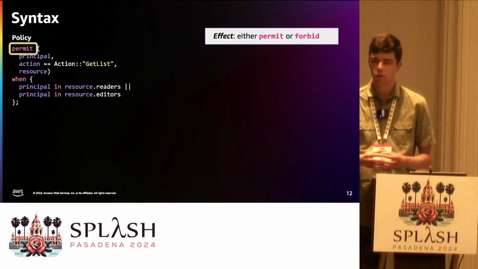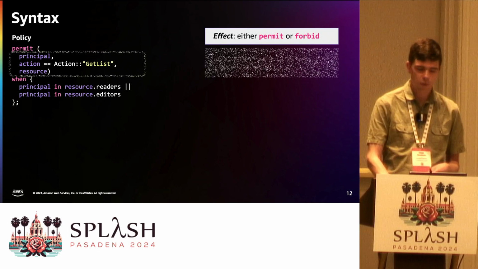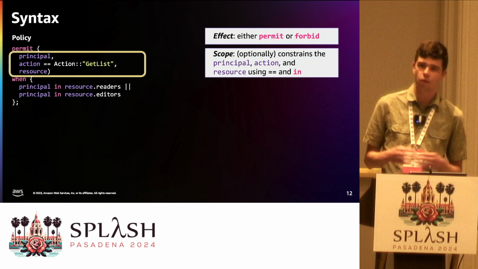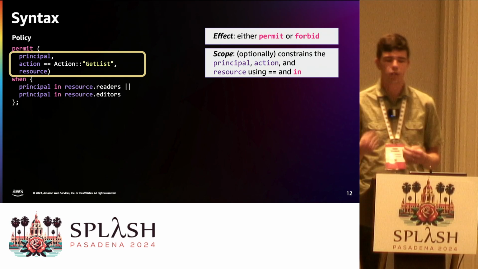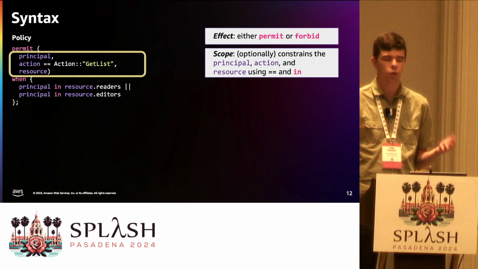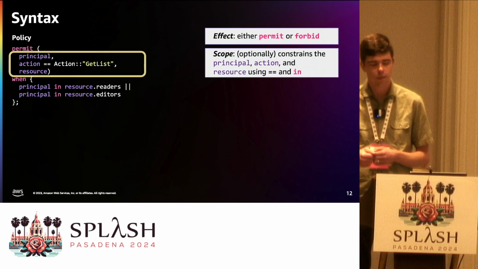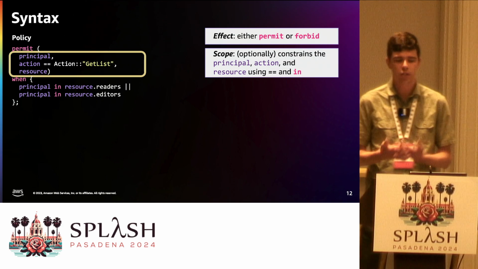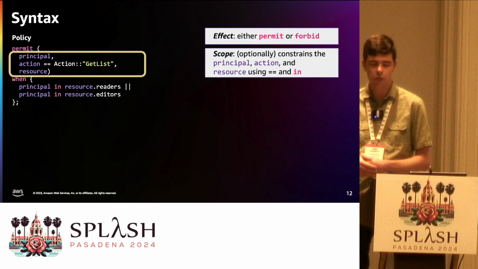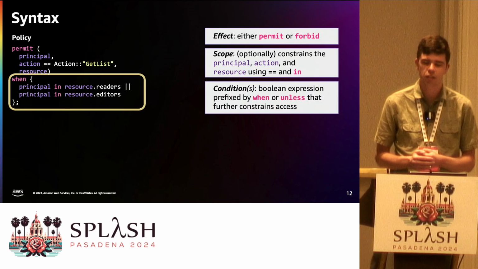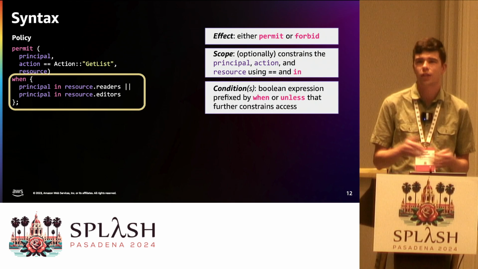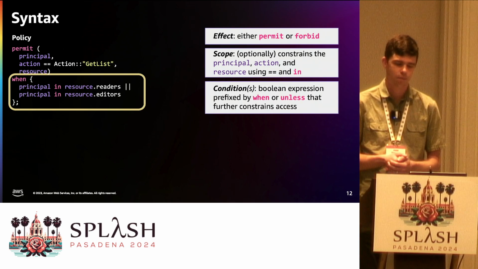First, we have the effect, which is either permit or forbid. Then we have the scope, which has optional constraints on the group membership or identity for the principal, action, and resource. So this policy has a constraint on action. So it only applies to requests where the action is exactly get list. But it does not have constraints on principal or resource, which means that so far, the policy applies to all principals and all resources. And then finally, we have conditions, which are Boolean expressions written in the Cedar language and prefixed by either when or unless, and they further constrain when the policy applies.